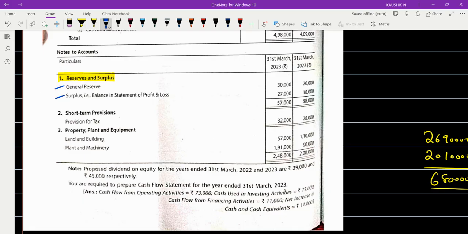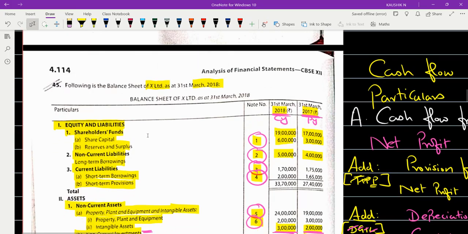So which value should we take? We are going to deal with net profit, that is surplus. So we have to look at the difference in surplus. That means the difference between 27,000 and this value of 18,000. Good. 9,000 will be the net profit in this case. Understood? Okay, now let me make you understand one more case.